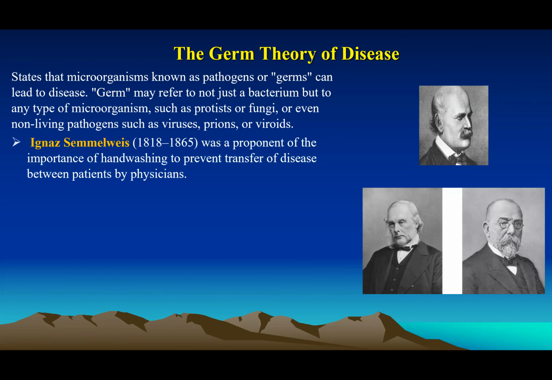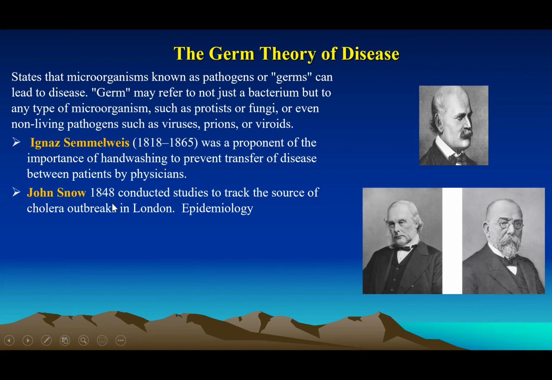So here's a brief history. Semmelweis was the first scientist who proved that hand washing prevented the transfer of disease from patient to patient. If the physician washed his hands between his surgeries or deliveries, there was less infection and less deaths. Then came John Snow. He conducted studies on the source of the cholera outbreak in London, especially epidemiology, and then he pinpointed the outbreak to one water source in London.